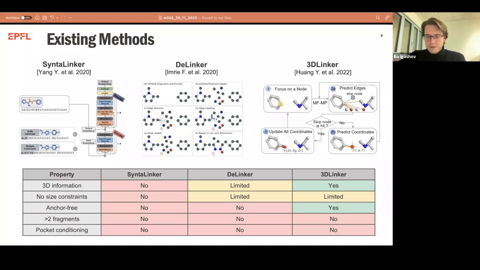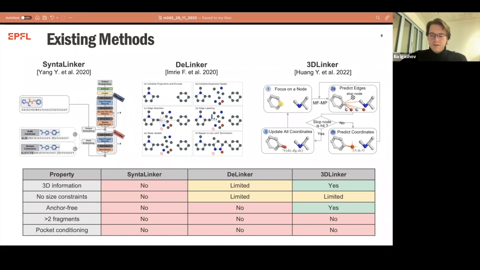However, DeLinker and 3DLinker are designed to connect one anchor atom with the second anchor atom iteratively in an autoregressive manner, where it just generates a single atom at every time step, and then it connects this atom with existing atoms in the system. So it means that it's very hard to adjust these autoregressive methods to connect multiple fragments simultaneously, because it's very hard to make them take into account all the context at the same time. Moreover, none of these methods was tested in other scenarios, for example, conditioned on the protein pockets.